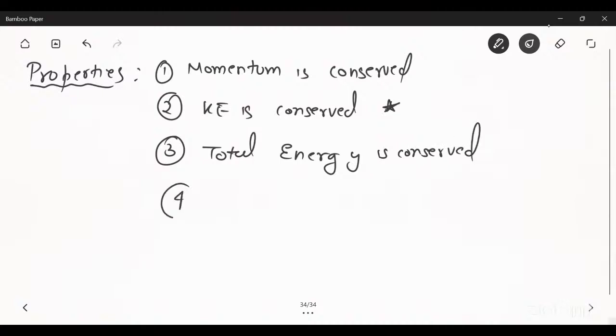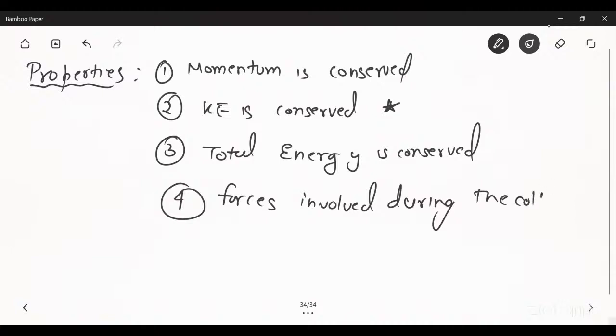Last one, forces involved during the collision are conservative.